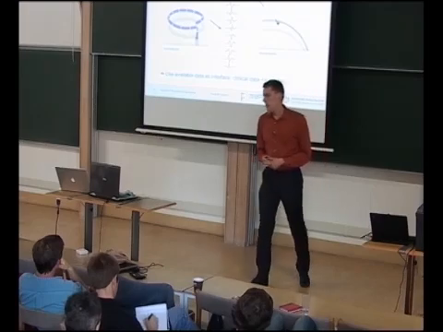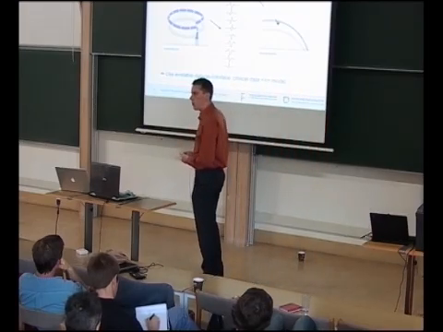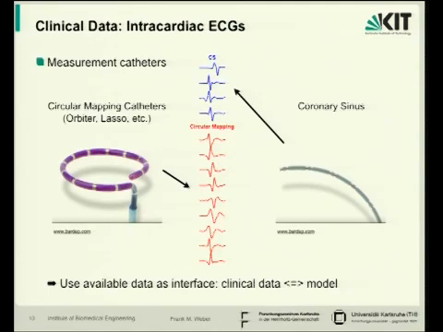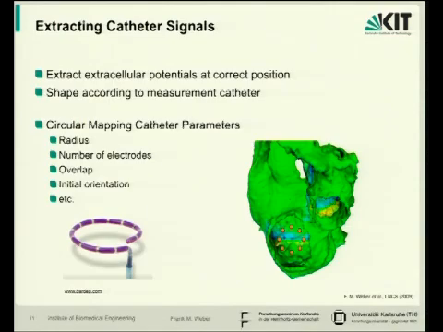And then there are these circular mapping catheters. They can actually be moved around in the atrium, so measuring different spots, measuring the potentials, and then decide, for example, where to do the ablation. And now our idea is that there's so much data available that this could be an interesting interface between our models and the clinical data. So we have to somehow simulate this data, which means we need the extracellular potentials from the model and extract them at the correct position corresponding to the catheter shape.